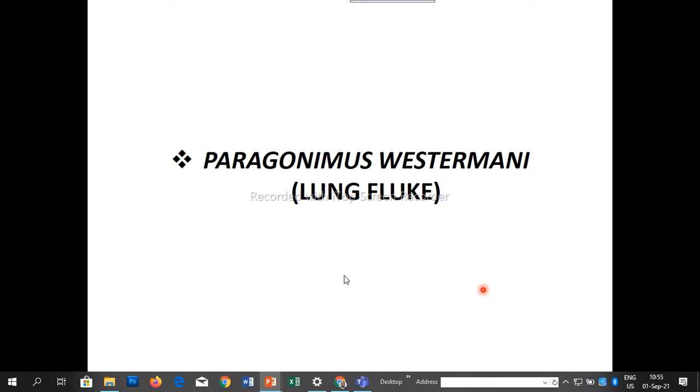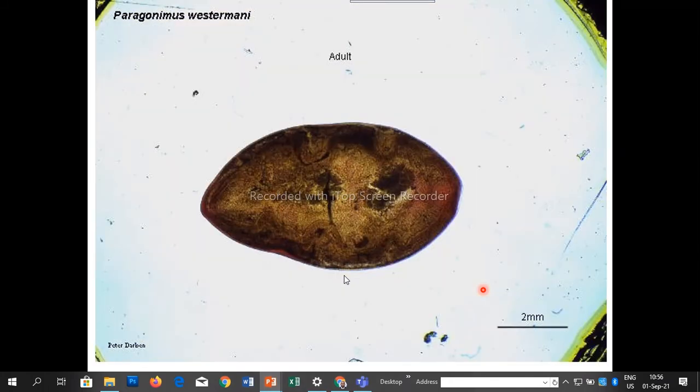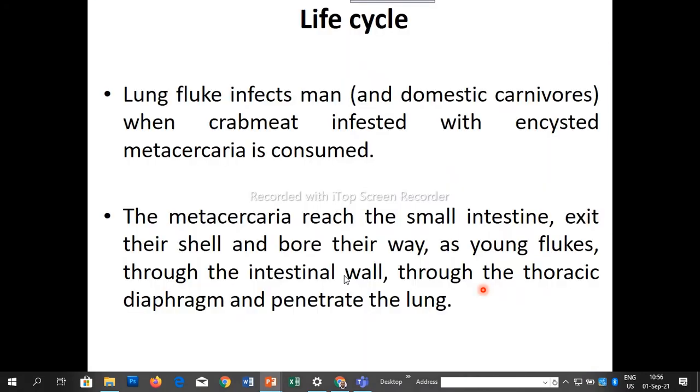Paragonimus westermani causes lung fluke disease. Lung fluke, Paragonimus westermani, is a plump reddish-brown oval worm. The egg measures 55 micrometers. This is the other form of Paragonimus westermani that can be found in the lung.